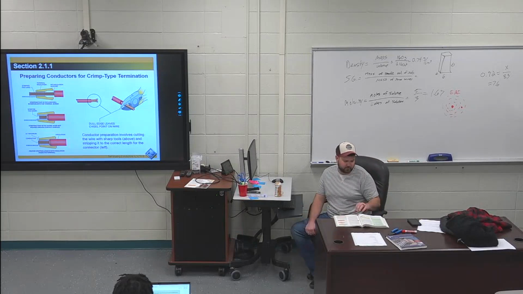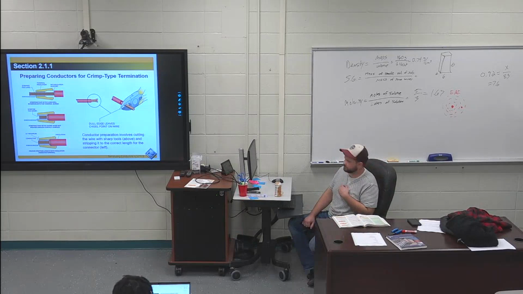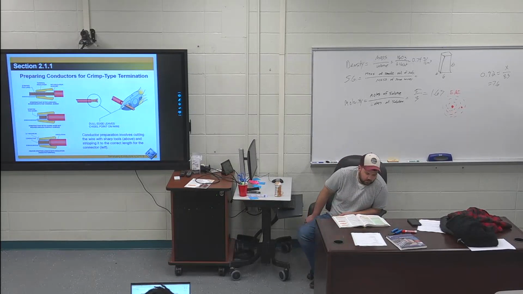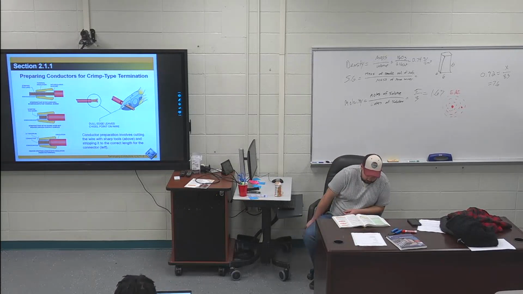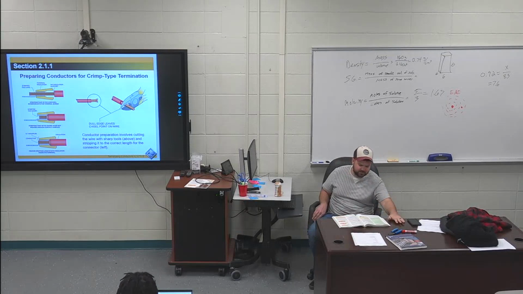1D, 2D. Section 2, low voltage cable conductor termination procedures. You should know what amperage capacity means, grooming. We'll talk about mechanical advantage and service loops in this section.